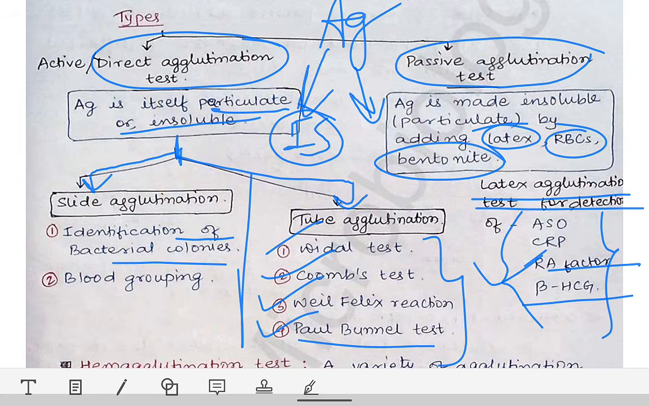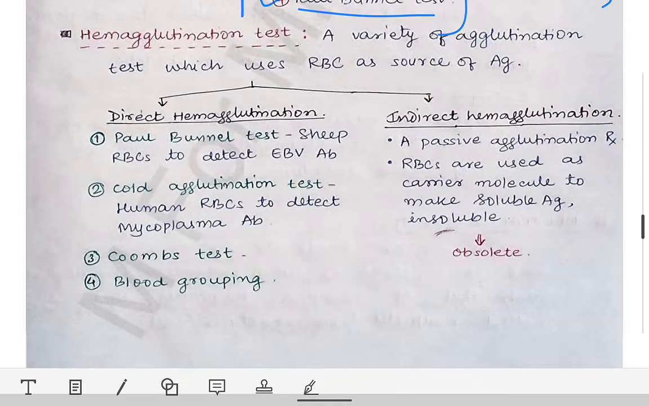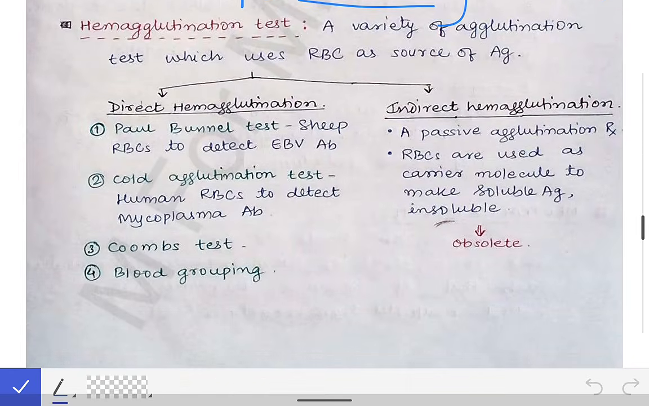Now we will be discussing some special types of agglutination reactions, one of which is the hemagglutination test. If you look into the name of this test, you can infer that it is something related to blood. Heme means blood. So the hemagglutination test is a special type of agglutination reaction where we are utilizing the antigen on the RBC surface to identify some of the antibodies.